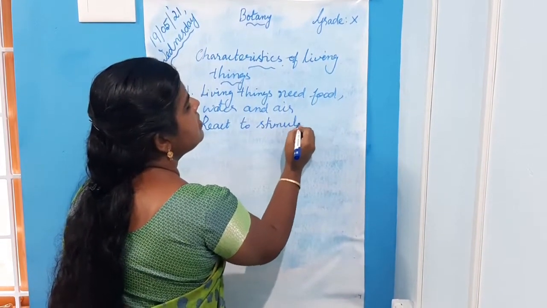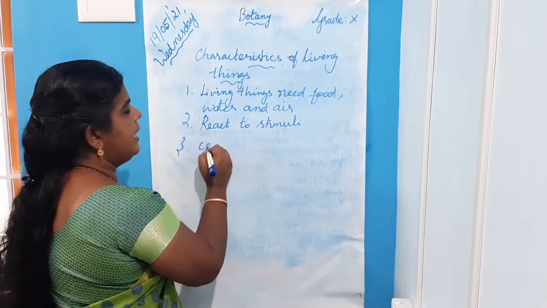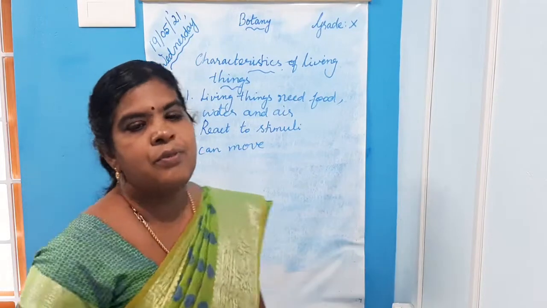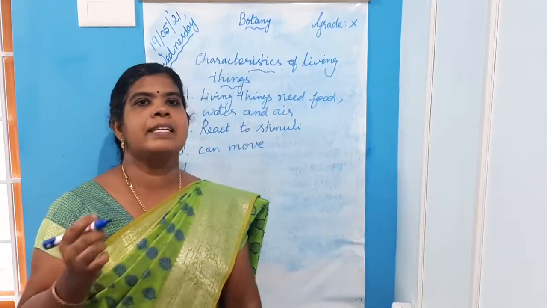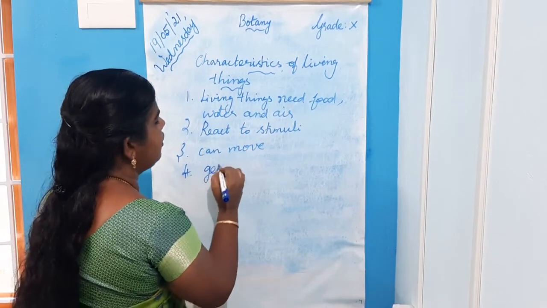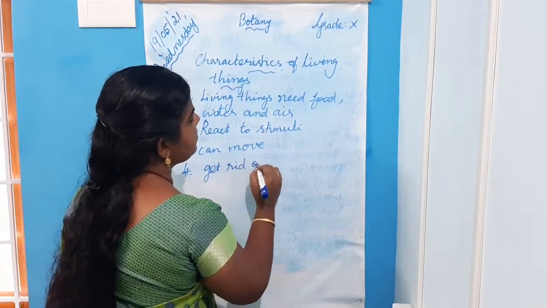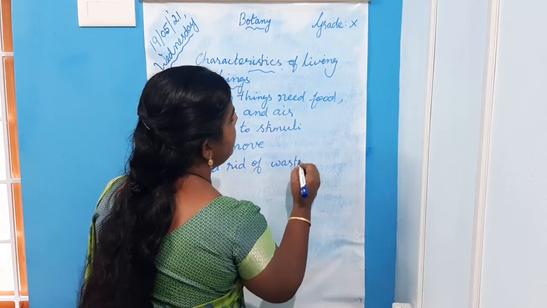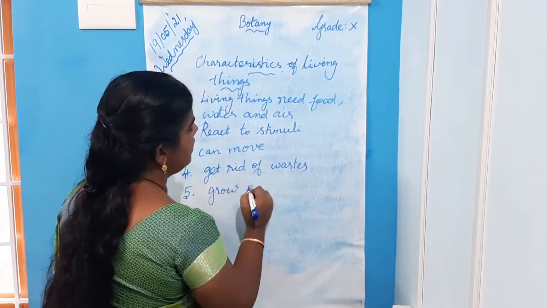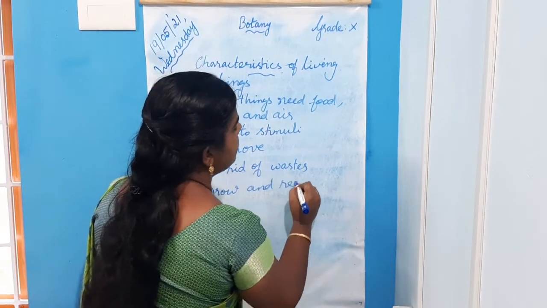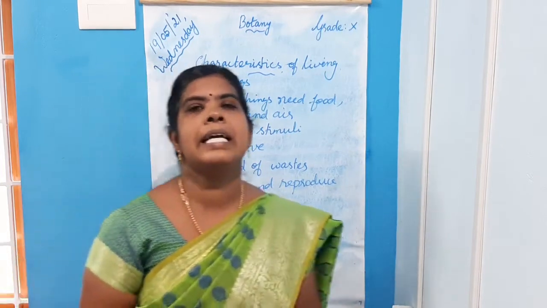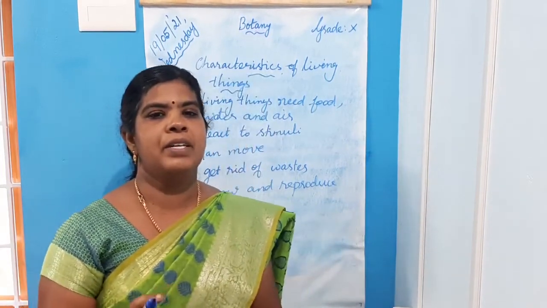Then third is living things can move. Then fourth one is living things get rid of waste. Then living things can grow and reproduce. These are the important characteristic features of living things.